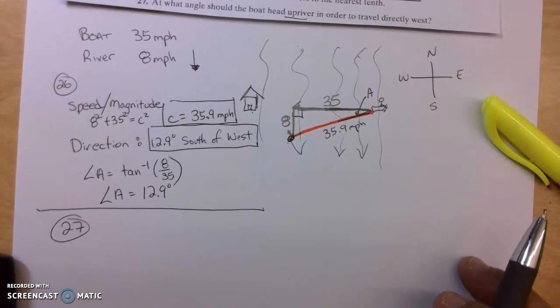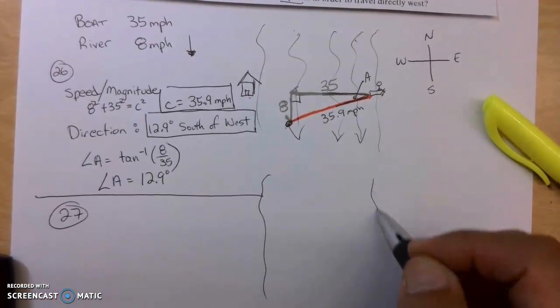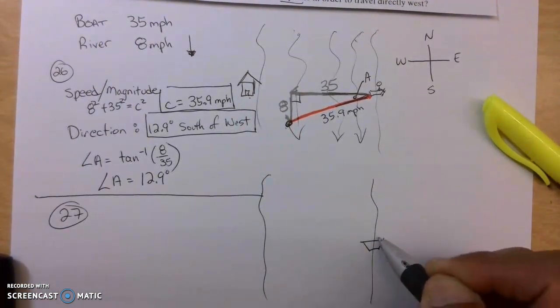So let's kind of redraw this picture here. Here's the river again. Here's Mr. Boat Guy.